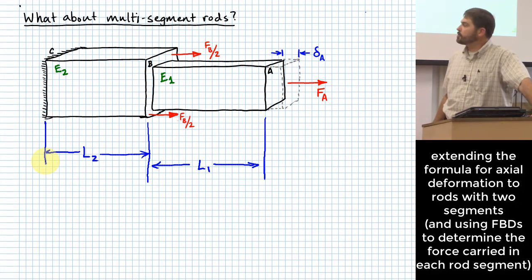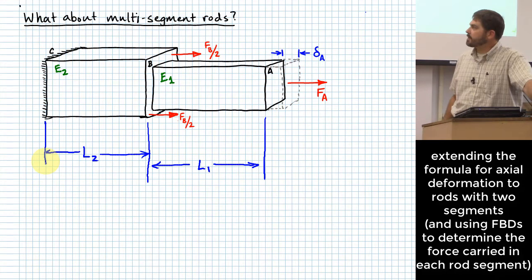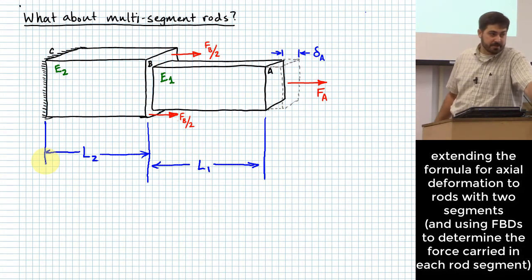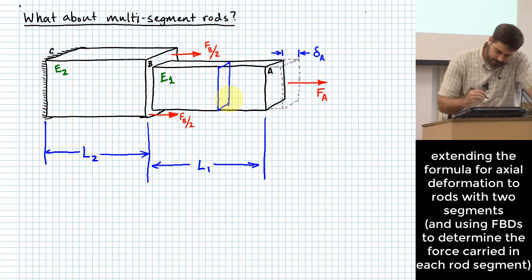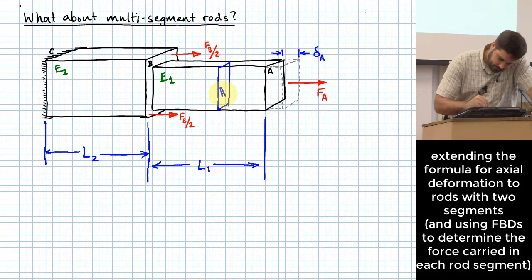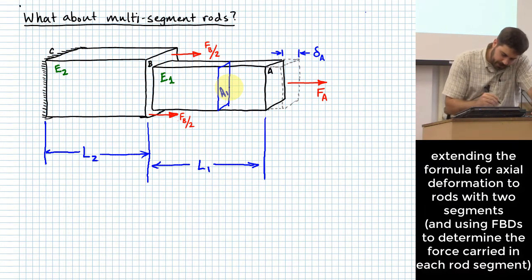Based on how they're drawn, you might also suspect that they might have different cross-sectional areas, right? So this one up here maybe has a cross-sectional area that is A1, and over here, let's say this one has a cross-sectional area that's A2.